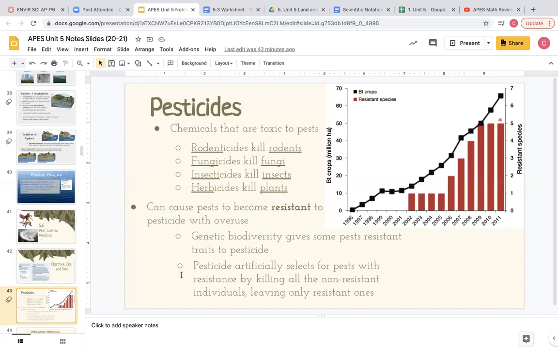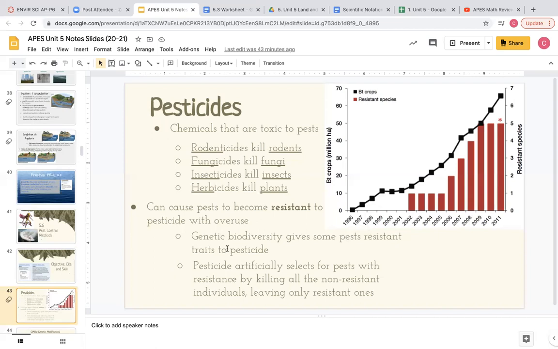So pesticides can cause pests to become resistant to pesticide with overuse. So just like antibiotic resistance, remember we talked about how the overuse of antibiotics can cause bacteria to be resistant to medicines. Same thing can happen with pesticides. So genetic diversity gives some pests resistant traits to pesticides, just kind of like people. Some people naturally have stronger immunity to colds or things like that. Plants are the same way. Some naturally have some traits that are resistant to pests.